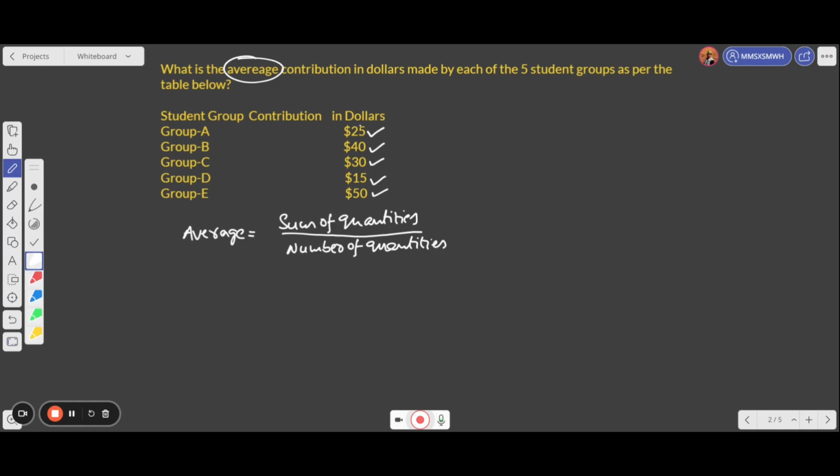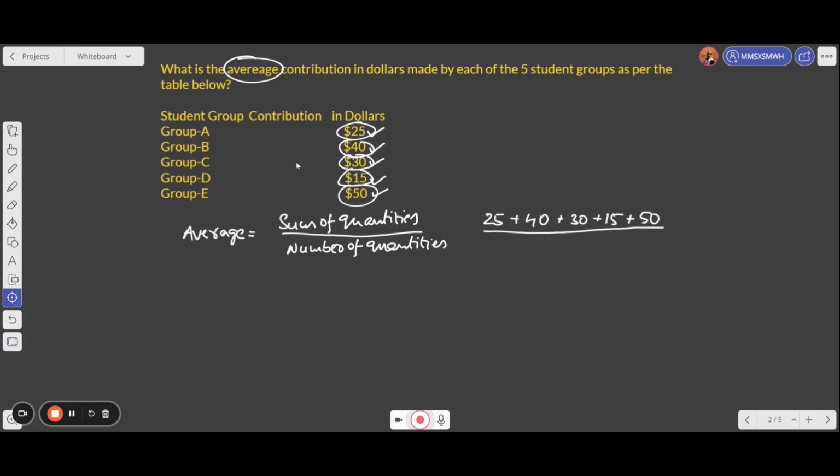Well, the quantities are $25, next $40, next is $30, $15 and $50. And if you count the number of quantities, I see that here 1, 2, 3, 4, 5. So that goes to the denominator. So there are 5 quantities, so let me write 5 in the denominator.